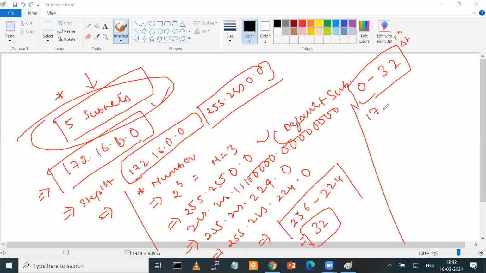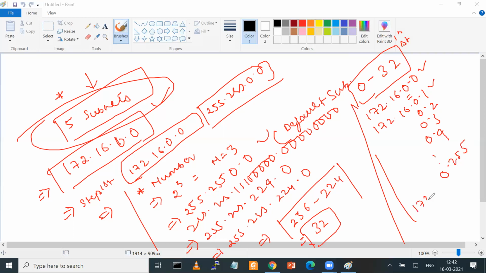Guys, there's one simple trick we have to understand. We just have to change the third octet. With the help of the third octet, we perform changes on the fourth. So it is like 172.16.0.1, that's my first IP, then 0.2, 0.3, 0.4, up to 0.255. Once you reach 255, it becomes 1.0, 1.1.